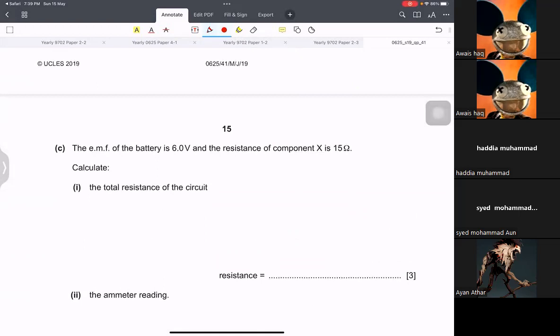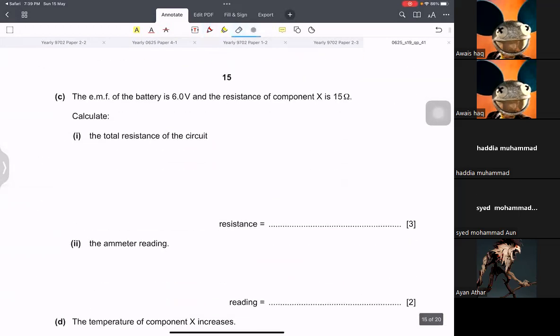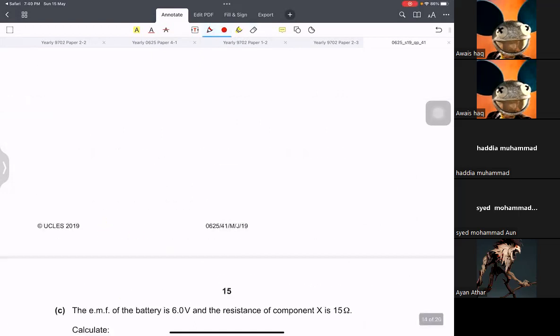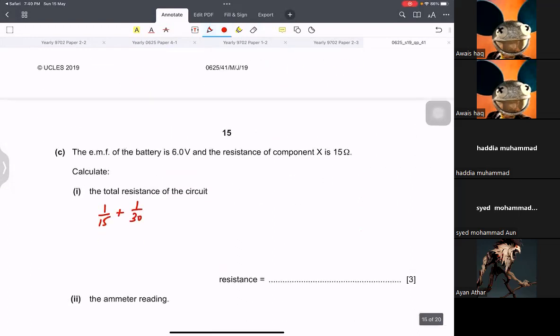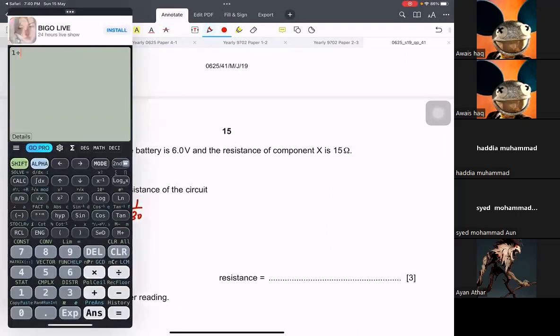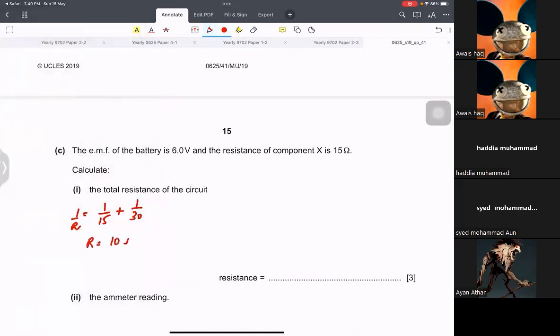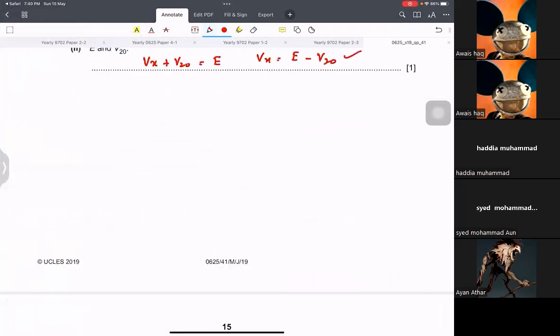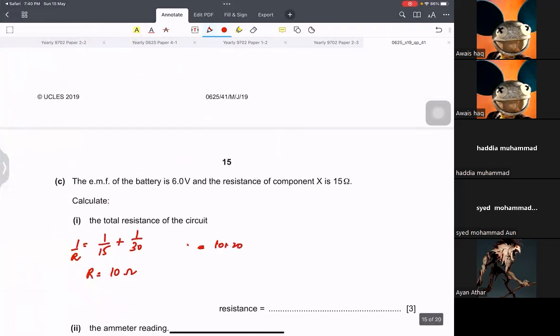The EMF is 6, the resistance of X is 15. Calculate the total resistance. First of all, we flip: 1 upon 15 plus 1 upon 30, because they're in parallel, equals 1 upon R. That's 10. And then we add the total resistance here, which is 10. 10 plus 20 is 30. So that should be the answer.